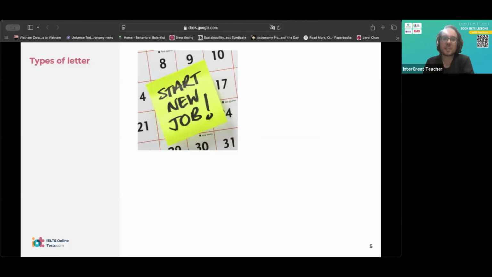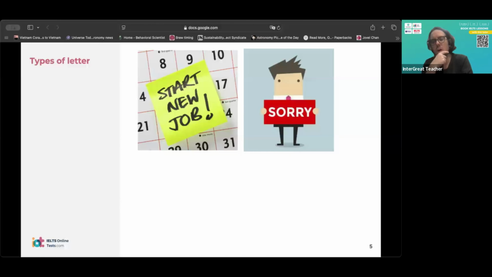And we have a couple of purposes that we might write a letter for. The first one is starting a new job. In this case, the type of letter might be an informal letter, but it might also be to inform somebody that you're starting a new job. Another one could be that you are apologizing for something, perhaps a mistake that you made or an accident that you caused. Do you guys think this is an informal letter or a formal letter?